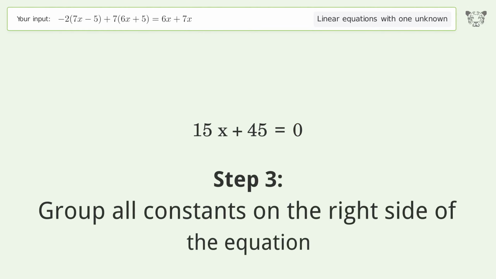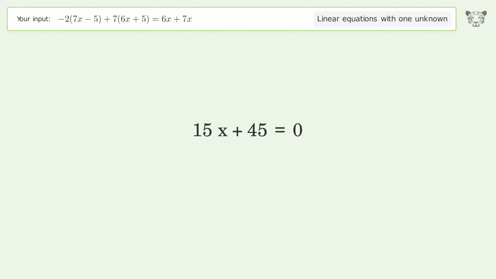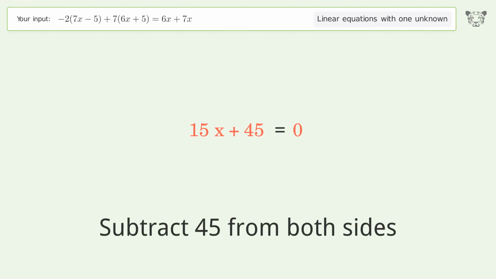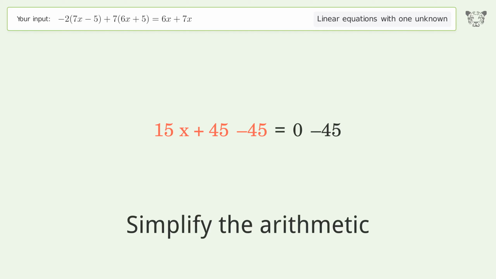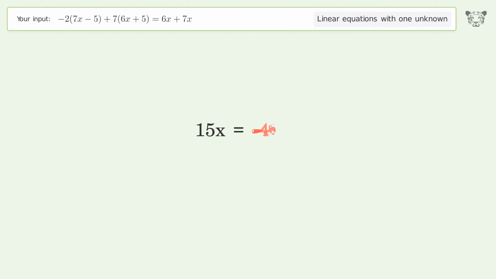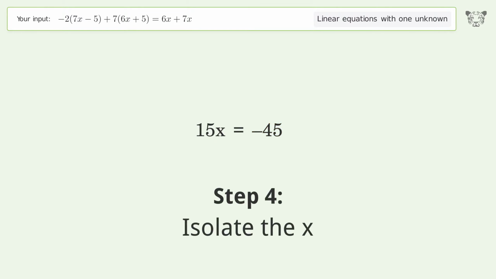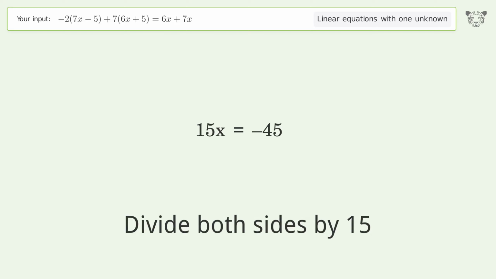Group all constants on the right side of the equation. Subtract 45 from both sides. Simplify the arithmetic. Isolate the x. Divide both sides by 15.